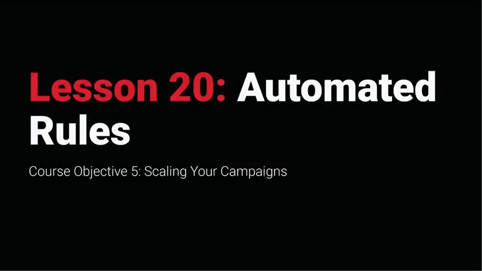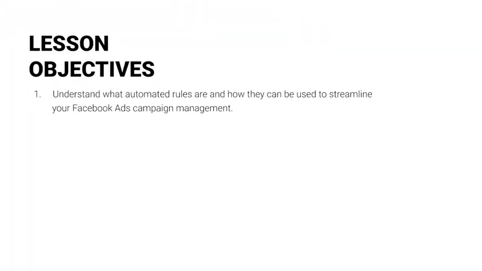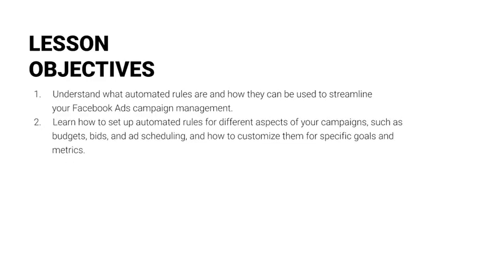Lesson number 20, automated rules. So the lesson objectives here. Number one, understand what automated rules are and how they can best be used to streamline your Facebook ads campaign management. Number two, learn how to set up automated rules for different aspects of your campaigns, such as budgets, bids, and ad scheduling, and how to customize them for specific goals and metrics.